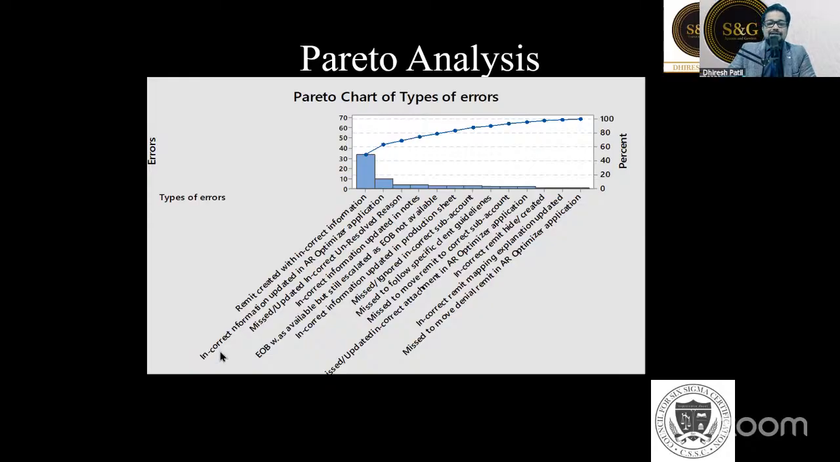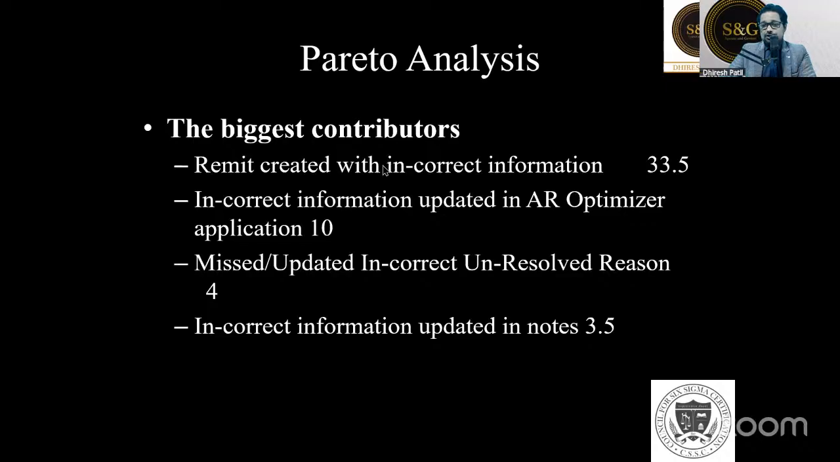The second one is incorrect information updated in the AR optimizer application. Of course, these are their internal terminology, which we may not be aware of. So ultimately, these are the biggest contributors from this Pareto analysis. Remit created with incorrect information, 33.5%. Incorrect information updated in AR optimizer is 10%. Missed and updated incorrect unresolved reason is 4%.